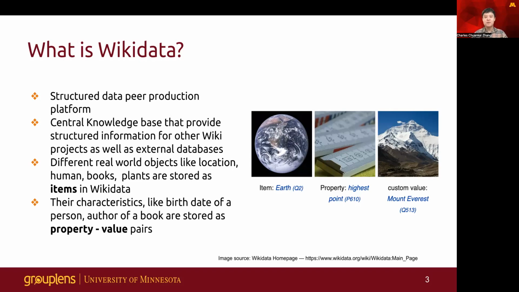The major components of Wikidata are items and properties. Real-world entities like locations and humans, and in this figure, the example Earth, are represented in Wikidata as items. Their characteristics, such as the birthday of a person or the release date of a movie or album, are modeled as properties and are stored as property-value pairs in Wikidata to describe the item.